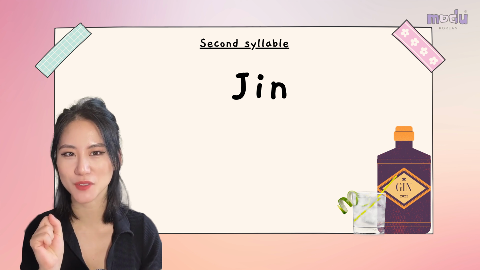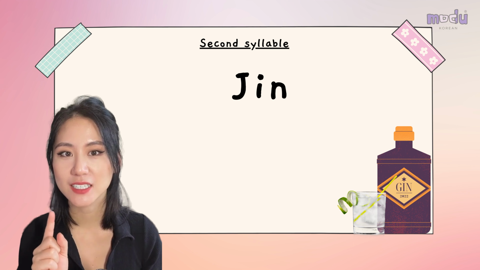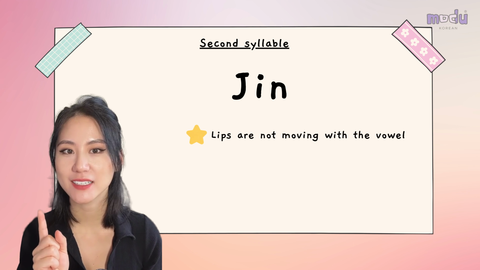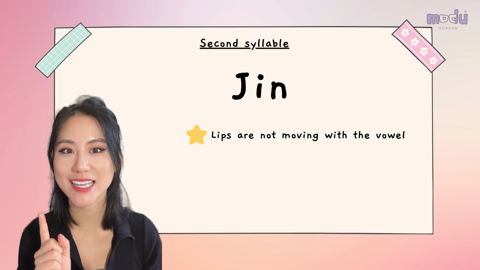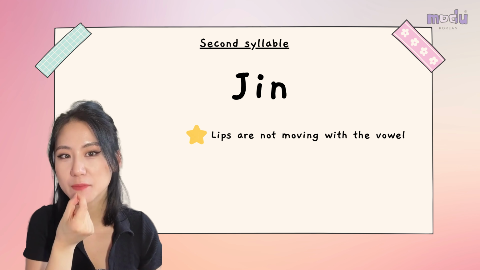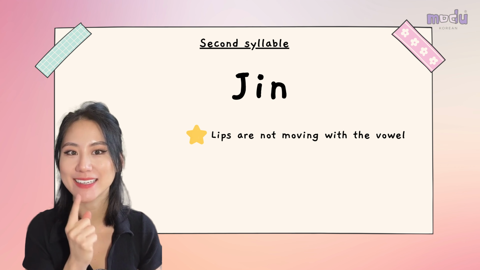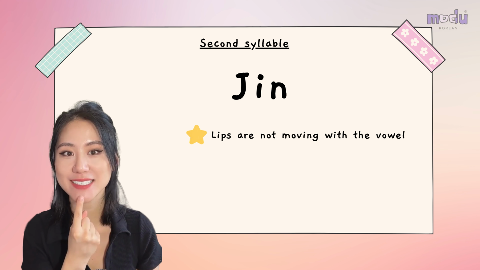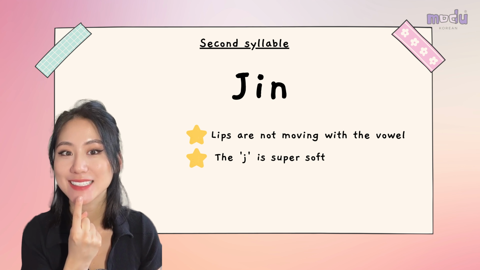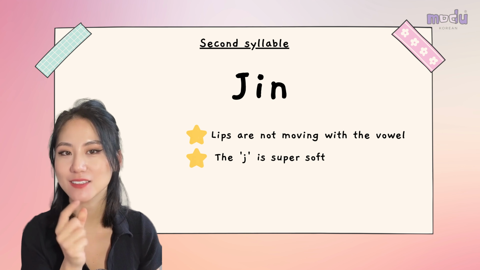And the second syllable is not jin, jin, it's chin. Notice how my lips are not moving with the vowel. I'm not going jin. I'm getting my lips there first. Tin. Softening the J.